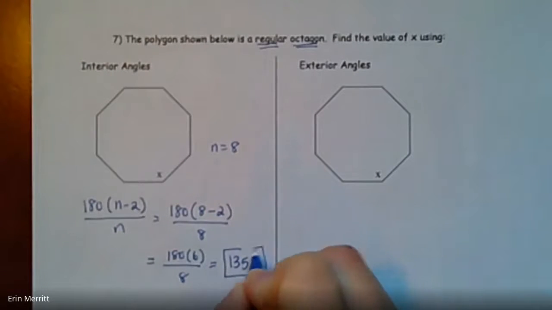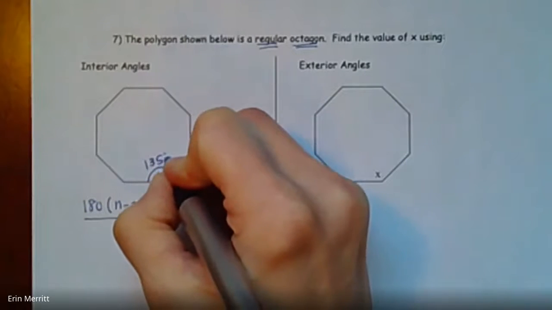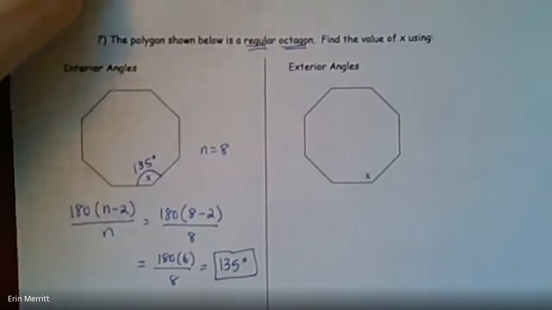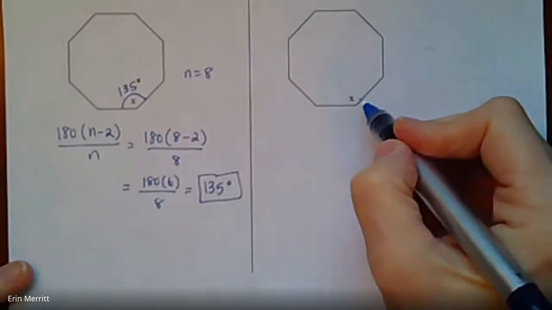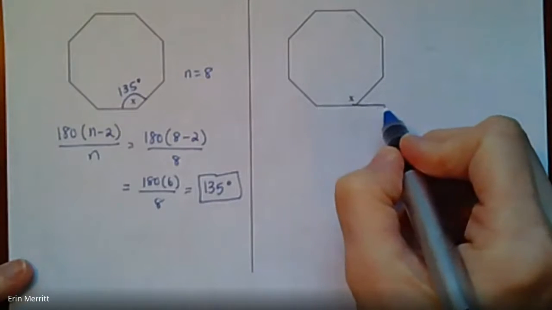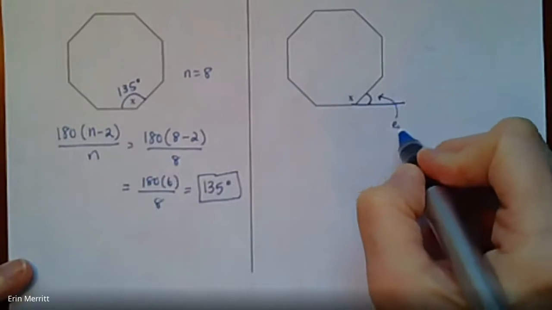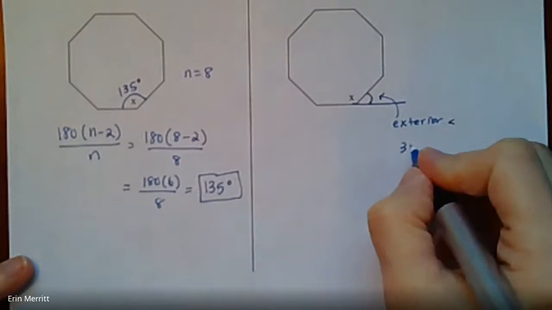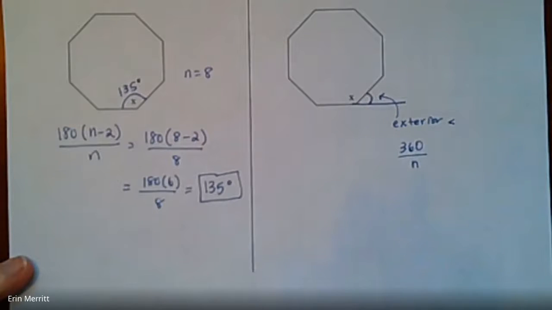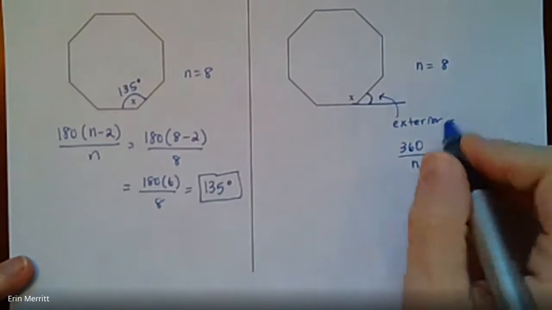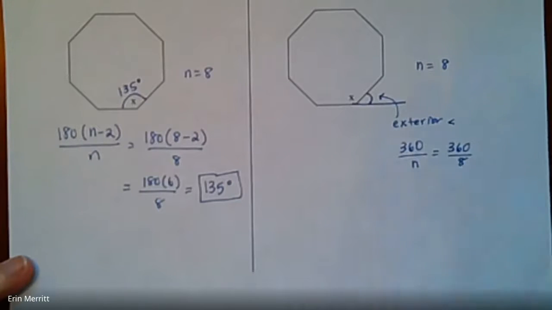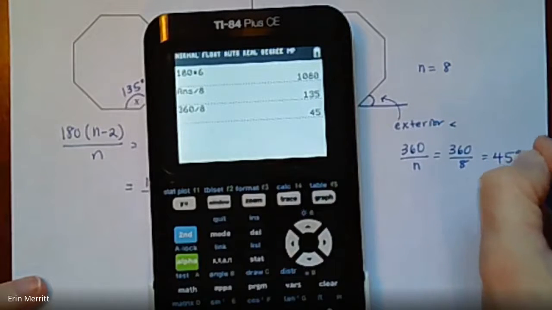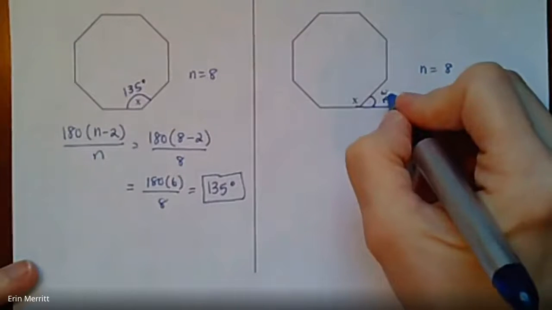All right, so that's the measure of this angle right here using the interior angle formula. If I use the exterior angle, I'm not saying that x over here is an exterior angle. What I'm saying is extend it out and solve for the exterior angle. So based on what we know, the exterior angle is just 360 divided by n. Well, n is still 8 for this question, so let's plug it in. If we do 360 divided by 8, that would give me a 45-degree angle, but on the outside here.